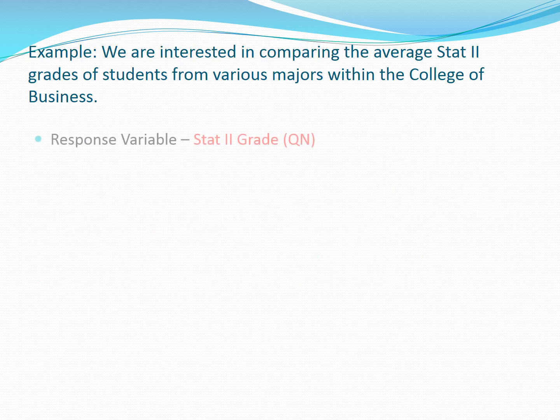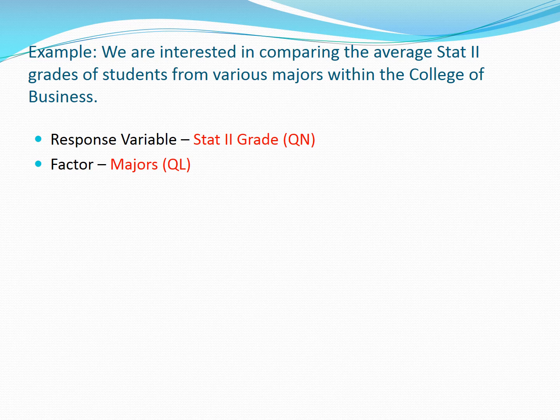I'm going to give you two examples of various designs, if you will. The first one, we're interested in comparing the average Stat 2 grades of students from various majors within the College of Business. As I'm filming this, I'm thinking, gosh, I wish I would have thought of this in terms of comparing the average Stat 2 grade based on the different ways that the course is presented, whether it's a purely live class, an online class, or a hybrid class. But I'm going to use this similar example. I want to see who does better in Stat 2. Is there a difference within the various majors in the College of Business? So in this particular example, the response variable, the thing I'm interested in, is the Stat 2 grade. That's the quantitative piece I can measure.